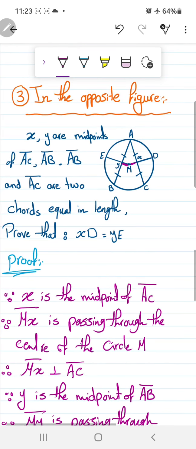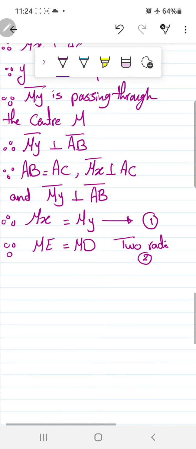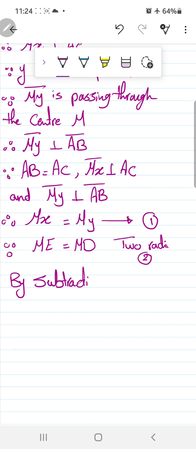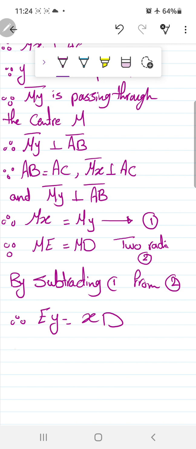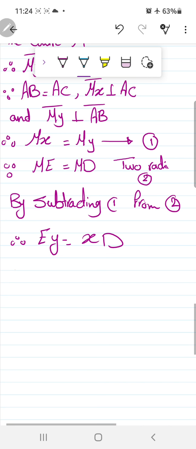What about subtracting 2 from 1? The result will be XD equals EY, and this is the required. So by subtracting, we get the required, which is EY equals XD. Okay? Thank you.